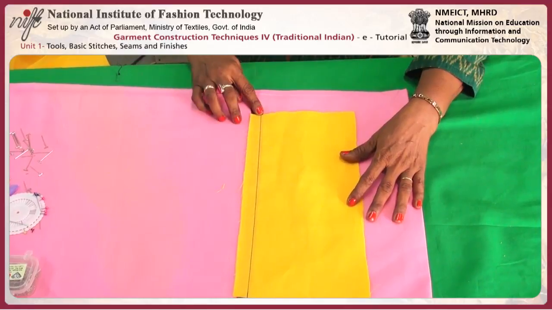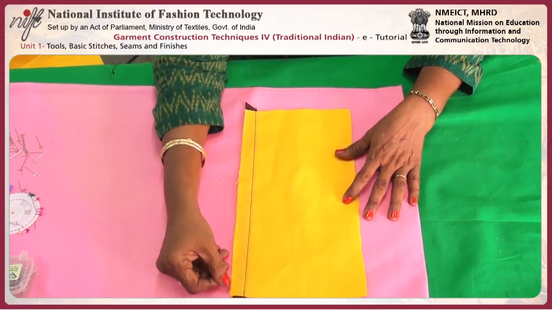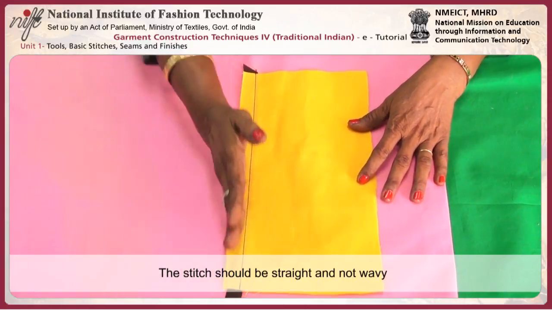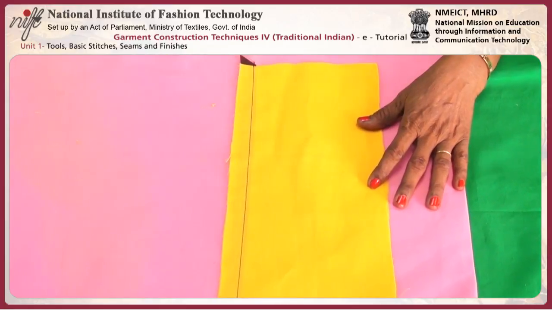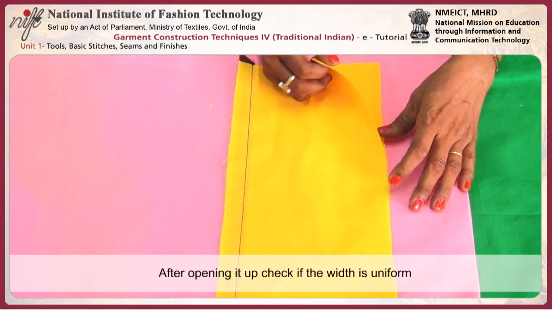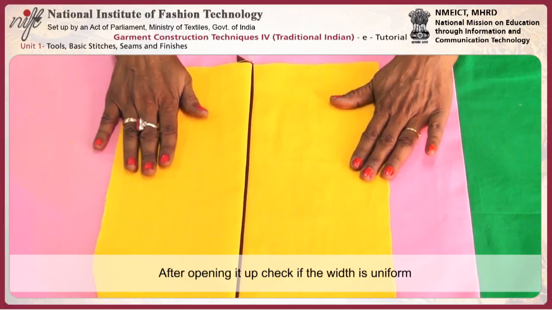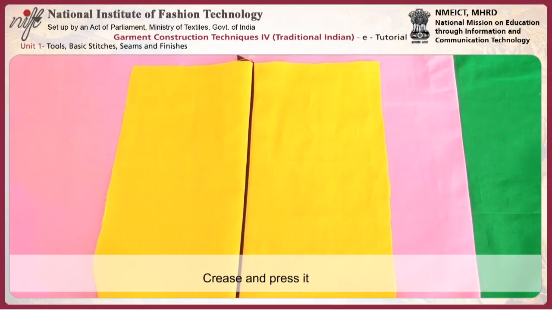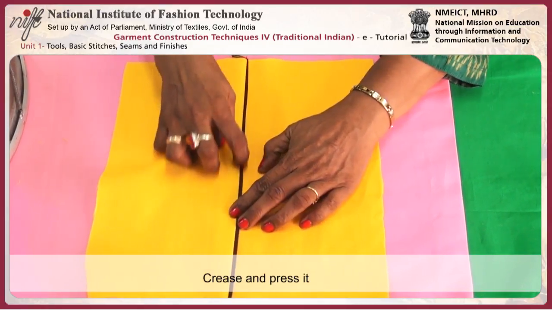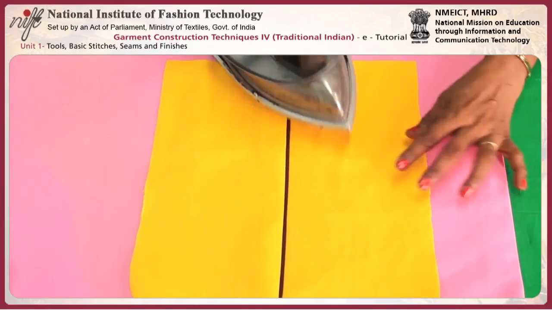Now we did the stitch, start with the back tack and end with the back tack, and the stitch should be straight. It should not be wavy like this. If it is wavy, then the surface would look like a floating one. And after opening it up, we can check the width, it should be uniform. Then press it up. First crease it to have a proper press, and then press it straight.